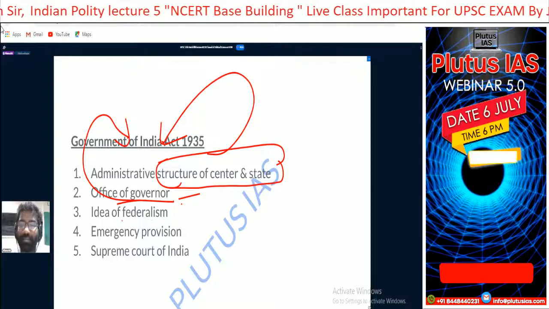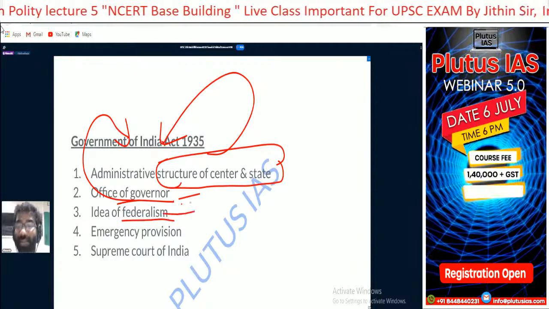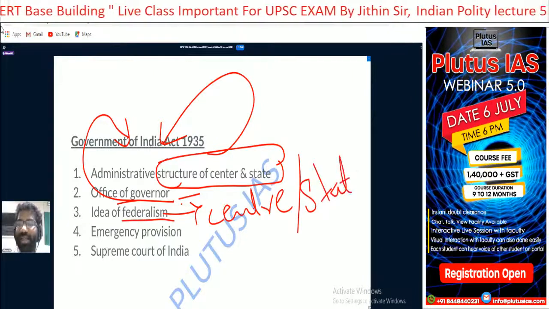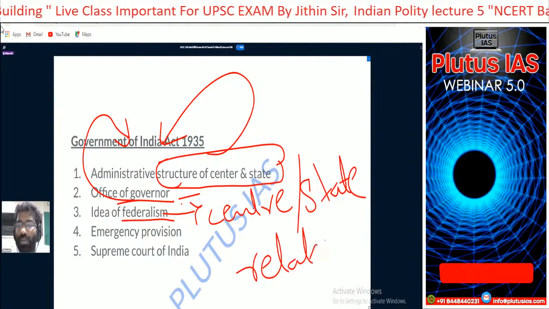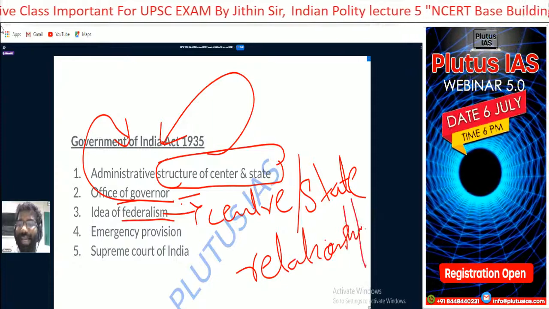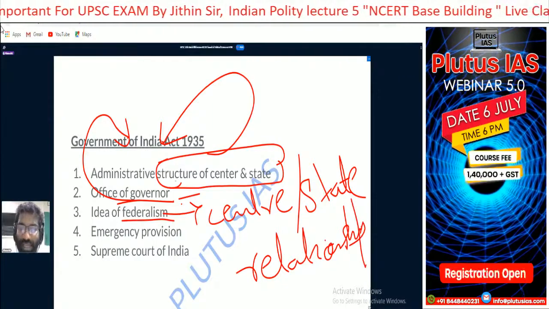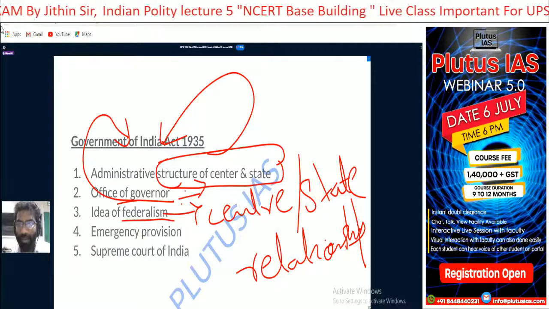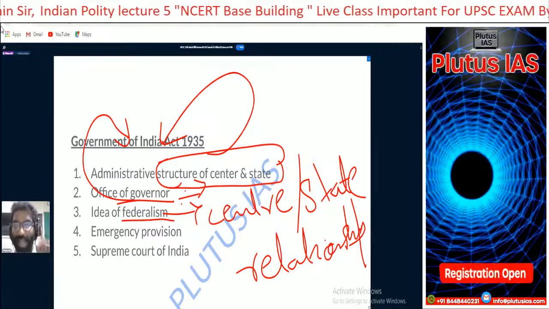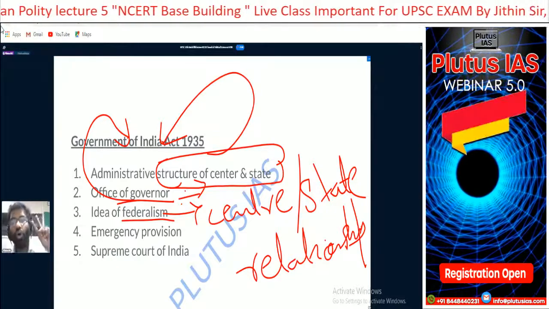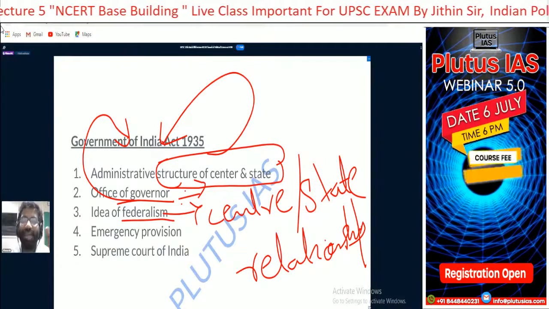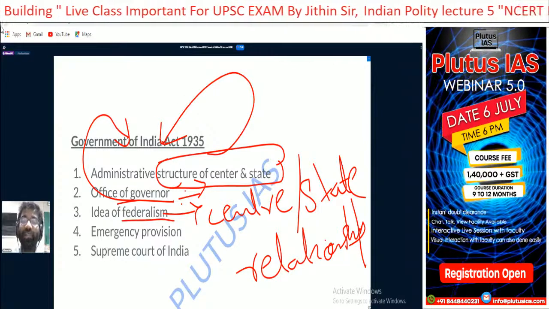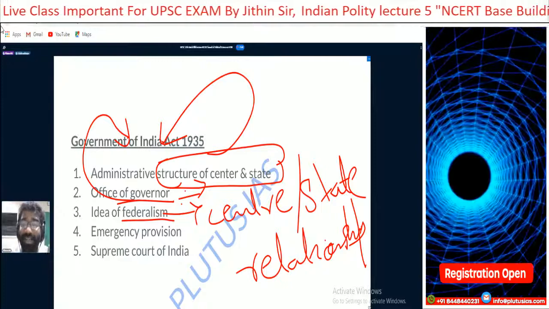Idea of federalism. There should be a center-state relationship. This process was also taken from Government of India Act 1935. Clear? See, administrative structure of center and state, that there should be a proper administration of center and state. This was taken from Government of India Act 1935. Office of Governor was taken from Government of India Act 1935. Federalism, the concept of center-state relationship was taken from Government of India Act 1935.